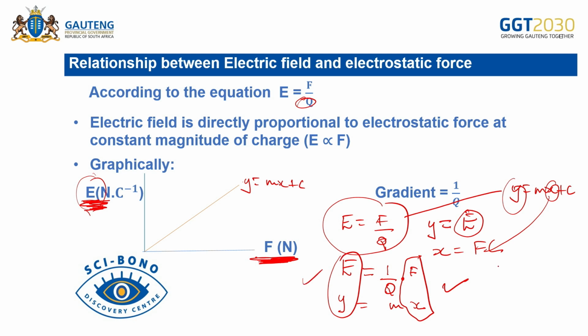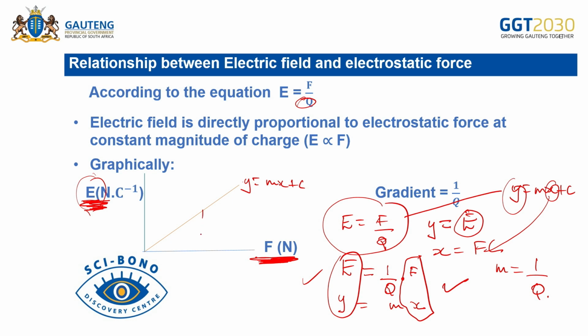Correct. Which means that the gradient of this graph represents 1 over Q. So can you see that you can use this graph? You can use this graph to calculate the charge, right? How? You start by calculating the gradient.